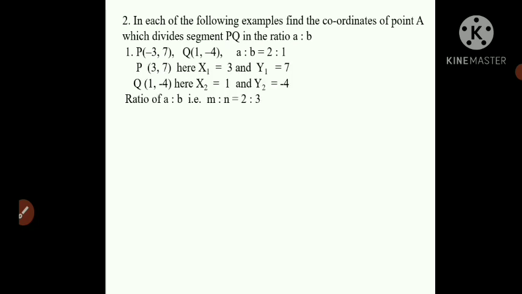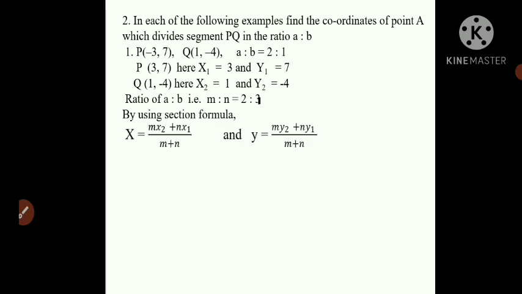So first we'll write P, that is (-3, 7). So that means here x1 is -3 and y1 is 7. Q is (1, -4) means x2 is 1 and y2 is -4. And the ratio of a is to b, that is m is to n, is given 2:1. So again, by using the section formula, for x the formula is (mx2 + nx1) upon (m + n), and for y (my2 + ny1) upon (m + n). So we will start substituting the values now.